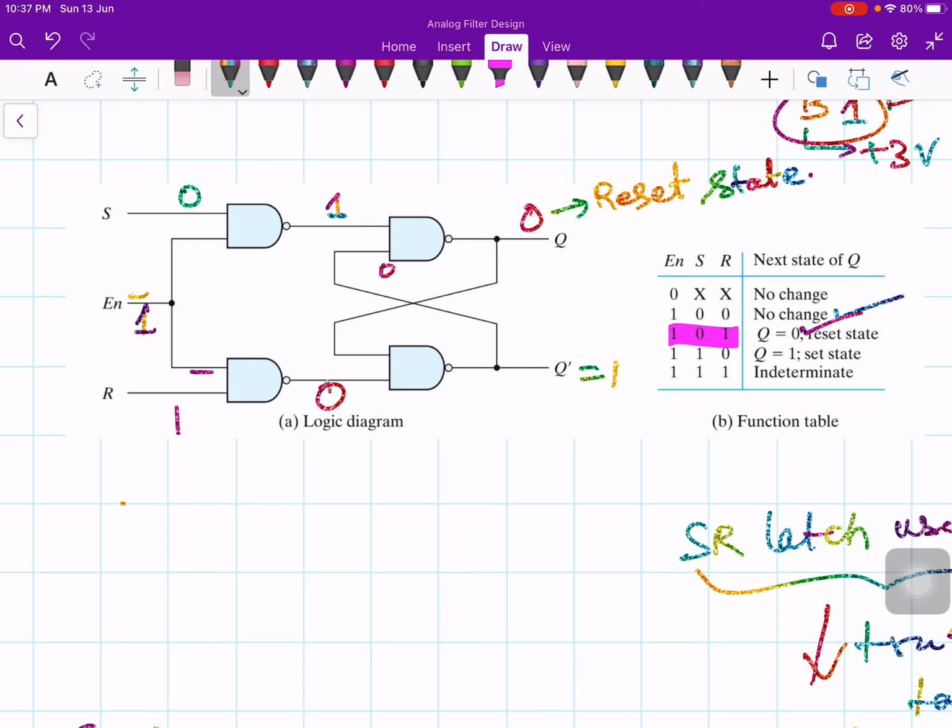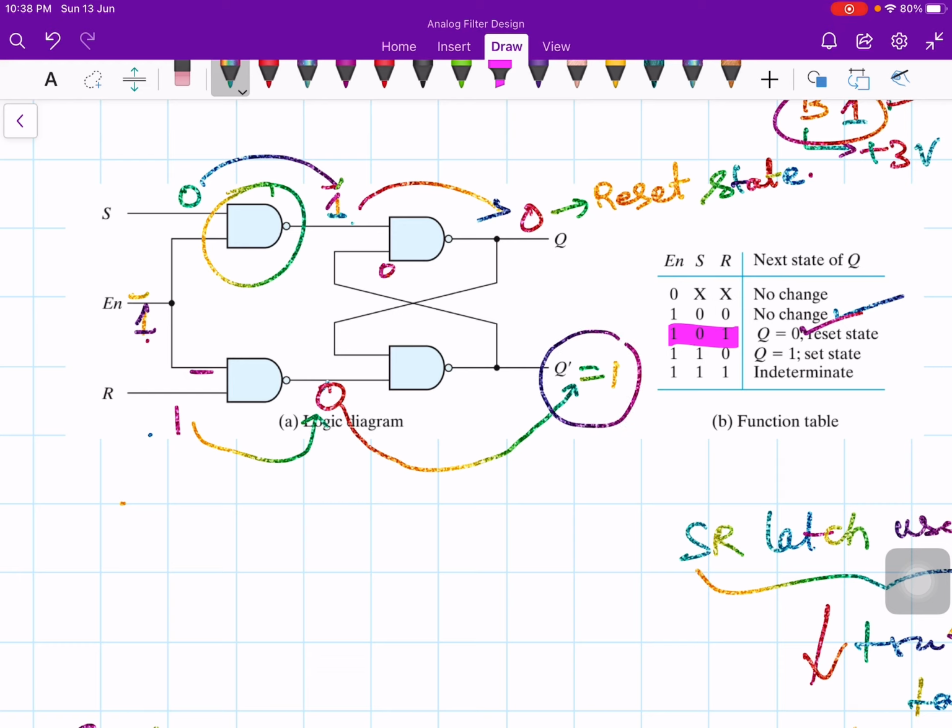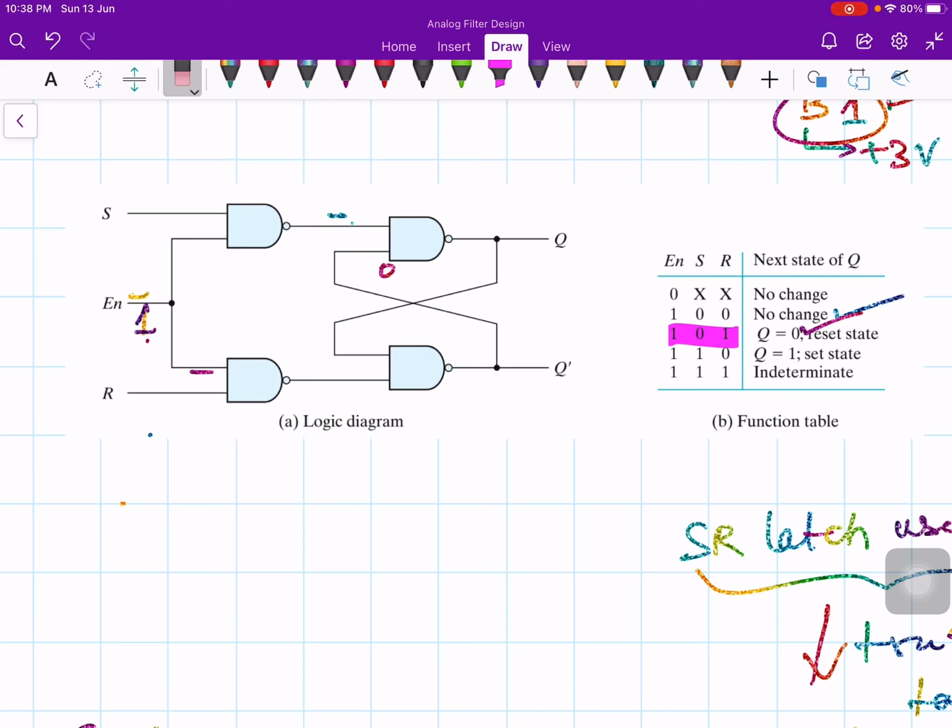Fine. So enable input is 1, S is 0 and R is 1. So this 0 becomes 1 here because of this NAND gate, and this 1 becomes 0 here. If any one input is 0, the output will be 1. That's the operation of your NAND gate, right? Therefore if Q bar is 1, then Q must be 0. So this is called a reset condition. So therefore the third row is clear now.